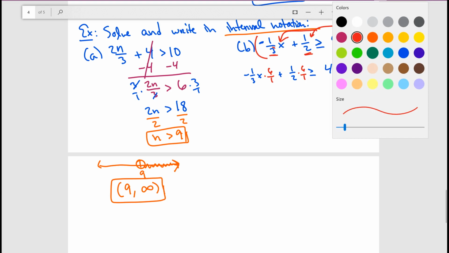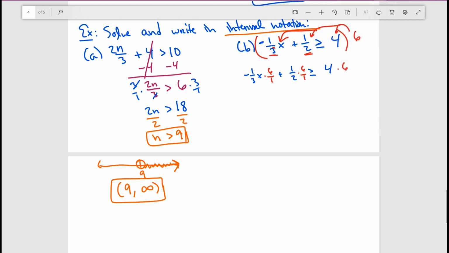Okay, so now what's going to happen? Negative 1 times 6 is going to give me a negative 6 over 3x, plus this is going to give me a 6 over 2, and this is going to give me a 24. Now, negative 6 divided by 3 is going to give me negative 2x. 6 divided by 2 is going to give me a 3, and this is just going to be a 24. So nothing has changed. Notice that everything is exactly the same. All you want to do is just solve for x.